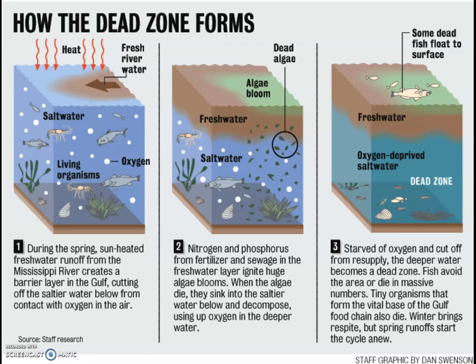How's the dead zone formed during the spring? The sun-heated freshwater runoff from the Mississippi River creates a barrier layer in the Gulf, because that warm water's on the top, cutting off the salty water from down below with contact with the oxygen in the air. That warm water also won't hold oxygen very well. Remember, we know cold water holds oxygen. Nitrogen and phosphorus from fertilizer and sewage in the freshwater ignite huge algae blooms. When the algae die, they sink to the salty water below. They decompose and they use up all the oxygen in the deeper water. And then, starved of oxygen, cut off from resupply, the deeper water becomes a dead zone. The fish avoid the area or die in massive numbers.